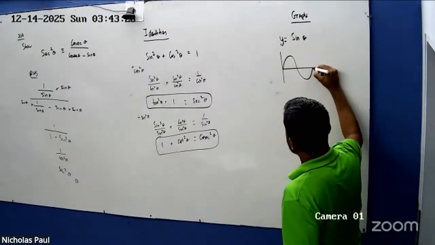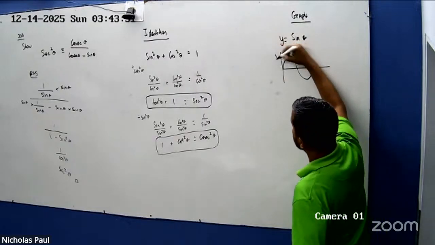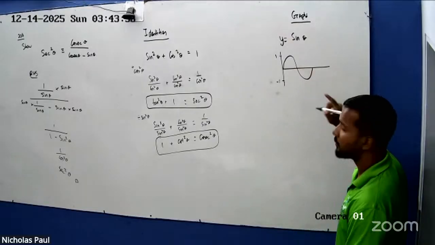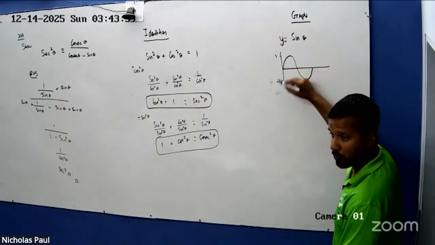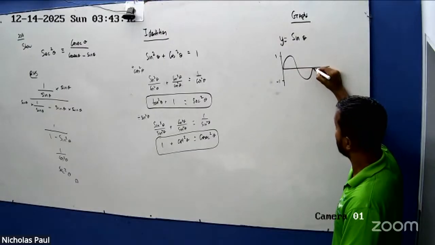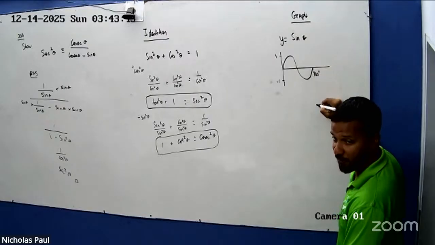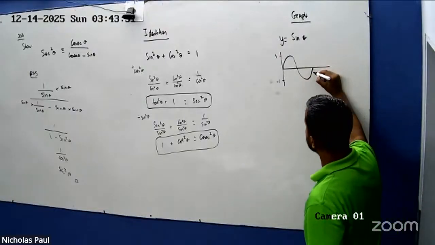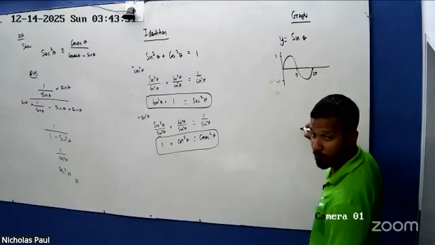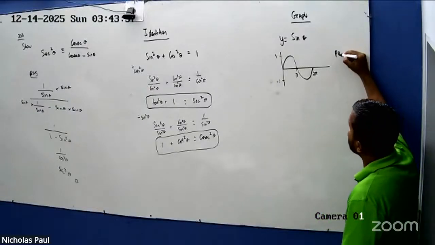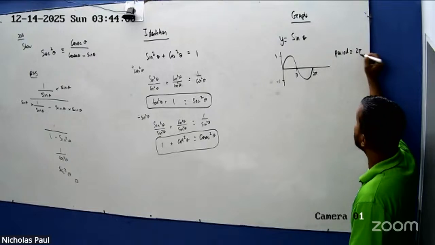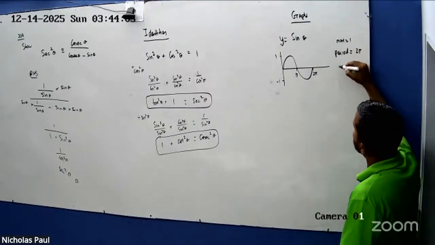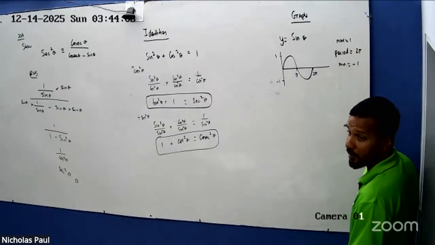Up, back down, right? Maximum value is what? Minimum value is? What's the period of this graph? How long does it take for one cycle? Period is 360, right? Actually, let's work in radians only. 2 pi. Here's pi. So you're writing here that the period is 2 pi. The amplitude or maximum value is 1. Minimum value is -1.